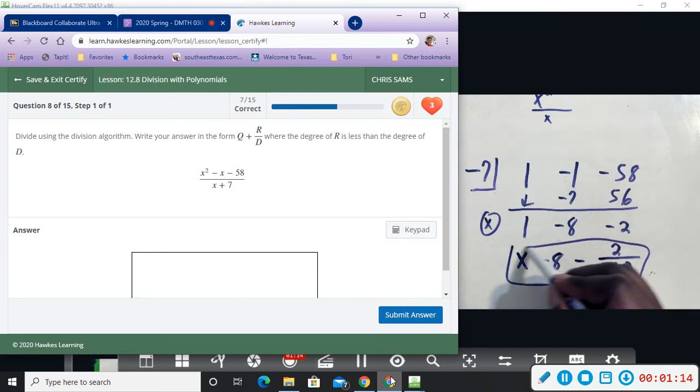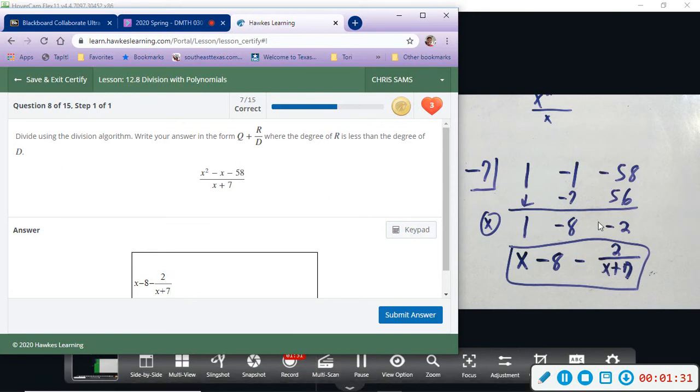You just got to go back and add the x's at the end. Okay, so we have x minus 8 minus 2 over x plus 7. So whatever the sign of these numbers, that's how you know what the sign of these terms will be.